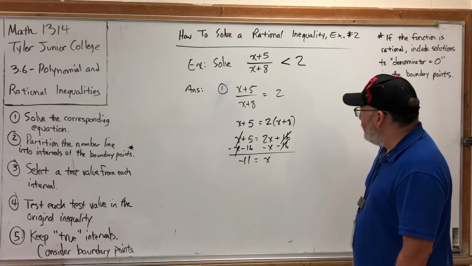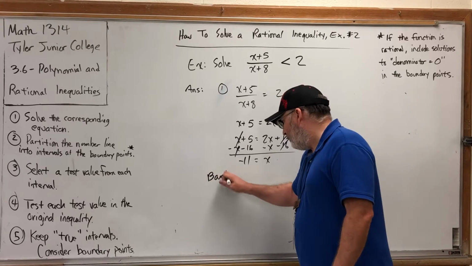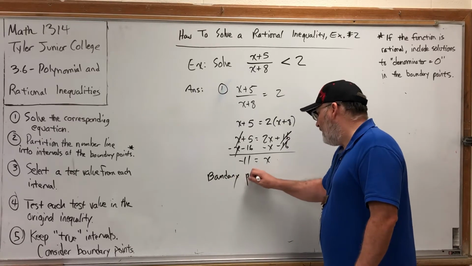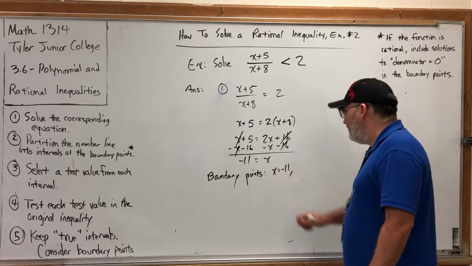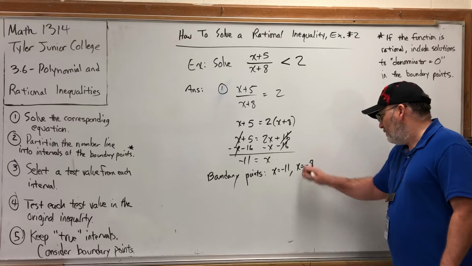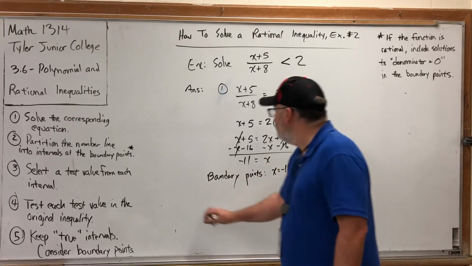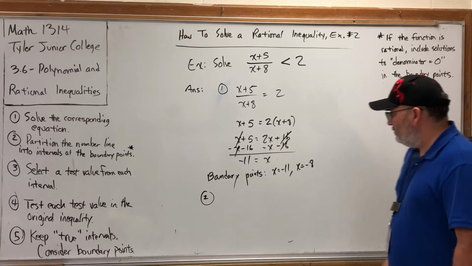What is the other boundary point? Remember, in a rational inequality, the boundary points come from not only the solutions to the equation, but the values that make the denominator 0, and in this case it's negative 8. So I need to partition the number line at negative 11 and negative 8.